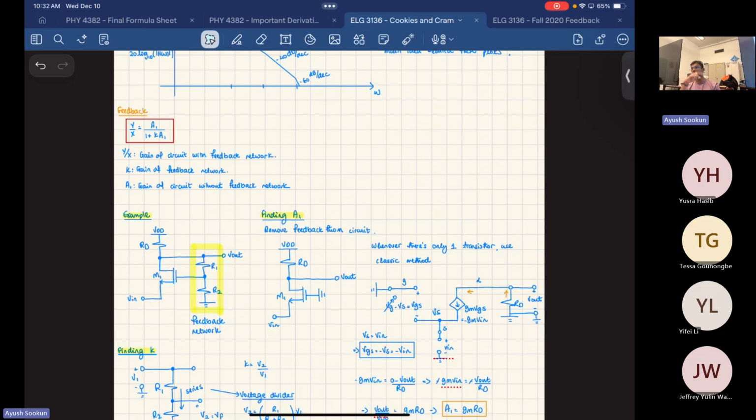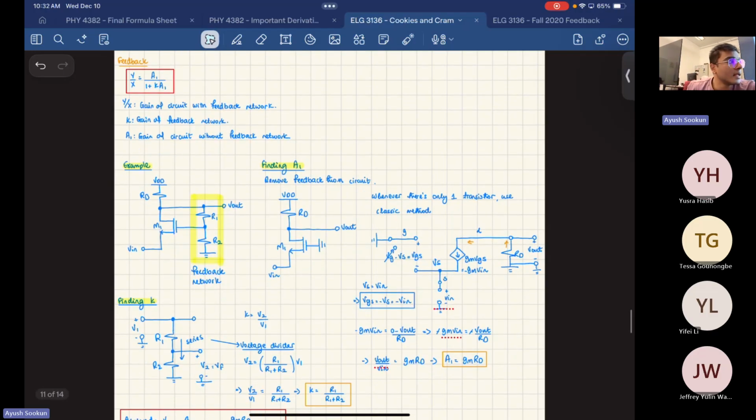Because if you identify that incorrectly, it can be very confusing to draw the feedback network in the way he wants you to draw it. So that's one thing. But this one is ideal. So we're just going to ignore that and then find A1 from here. Since this was only a single transistor question, I just used electronics one to find the gain. And the gain is gm RD. I'm not going to go through that. It's simple. You guys know how to get there.